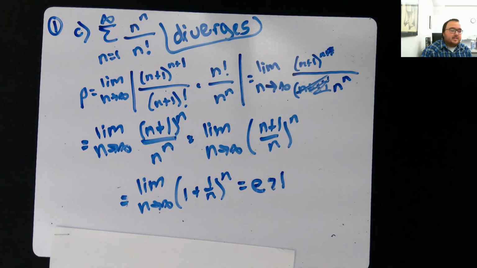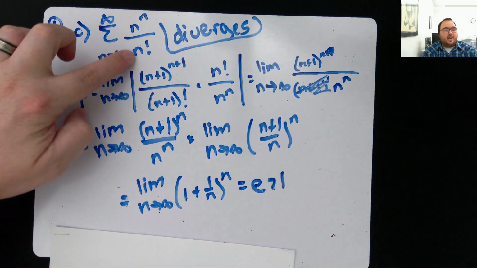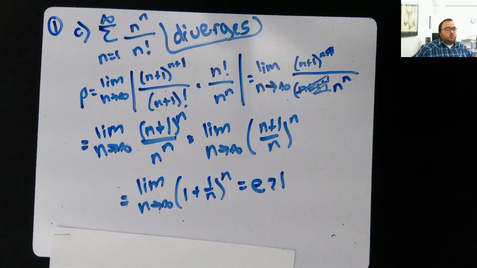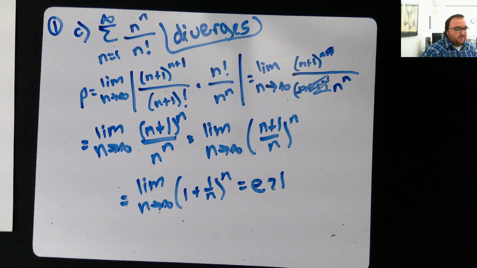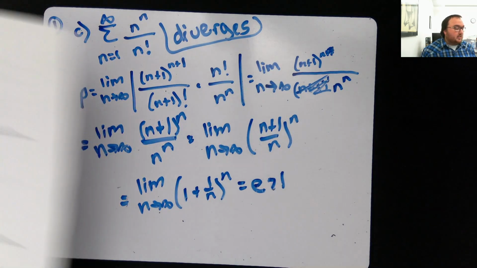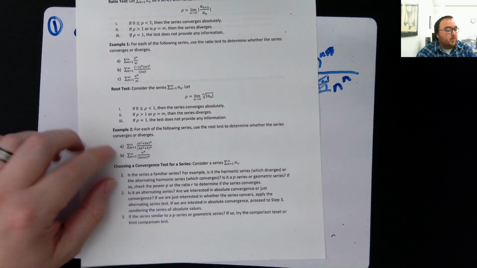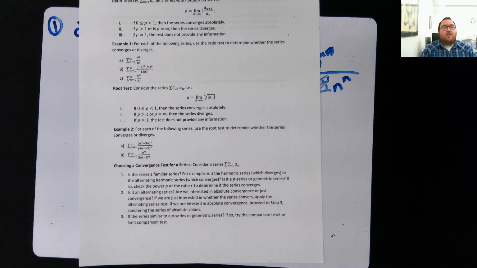So again, I'm going to use this test if I have any weird terms that I don't really know what to do with them. I'm going to use that test, the ratio test. Now moving on to the root test. People love this test because it is easy. I'm going to use the root test if everything is being raised to the n.